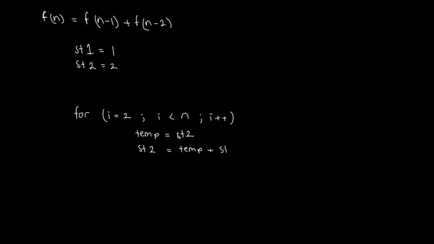plus st of 1. What this is saying is that we are going to be taking st of 2 plus st of 1, giving us the same formula that we have above of f of n minus 1, f of n minus 2. St of 1 is the 2 steps before, and st of 2 is the step before. And then what we're going to say is st of 1 will now equal this temp file. And this should show our value.